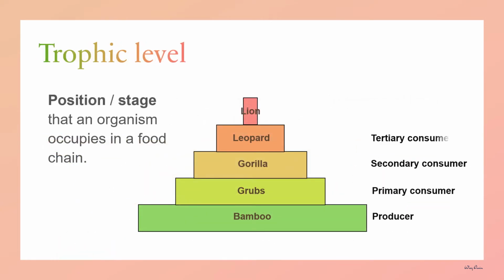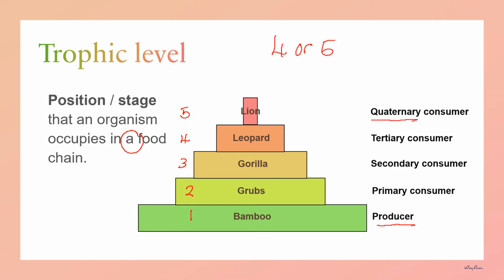Trophic level means the position or stage that an organism occupies in a food chain. In nature, one food chain consists of 4 or 5 trophic levels only. So here is the example of one food chain with 5 trophic levels. The first trophic level is always producer, and it moves upwards up to the 5th trophic level, which is actually quaternary consumer.